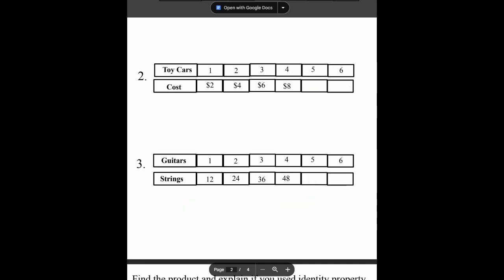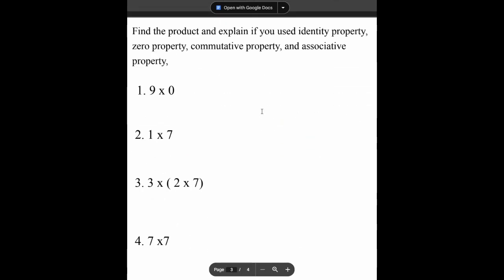Okay, and then moving on. Find the product and explain if you used identity property, zero property, commutative property, or associative property. So find the product. The answer to this is 0, and we use the zero property for this because we know that any number times 0 is just equal to 0, because you can't multiply a number by nothing and get greater than nothing. So this is zero property, and then 1 times 7 is equal to 7, and this is identity property, because any number multiplied by 1, because there's only one of that number, is automatically that number.